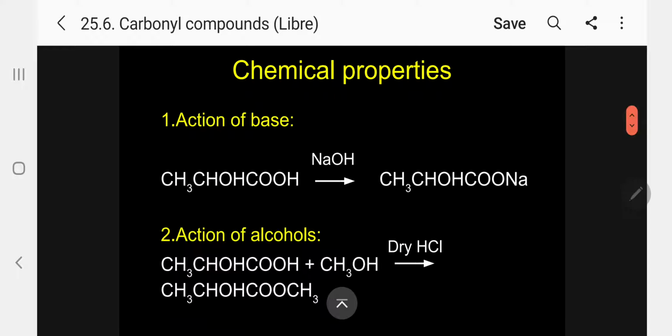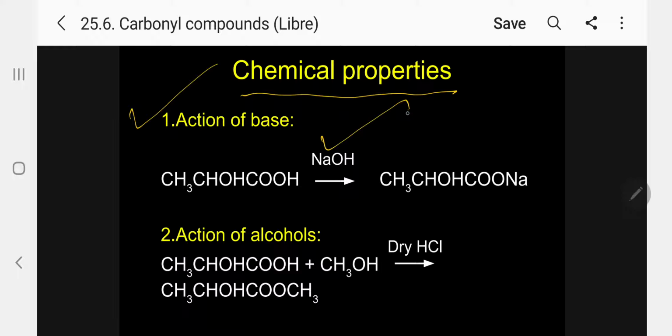Next one, I can take the most important chemical properties. The first I can take, action of base. So when treated with sodium hydroxide, since it is an acid, the hydroxy acid easily reacts with sodium hydroxide to form sodium lactate. Sodium lactate, kindly follow.